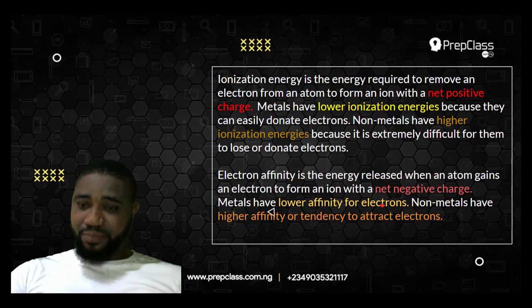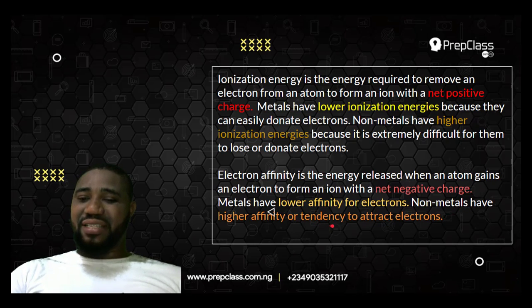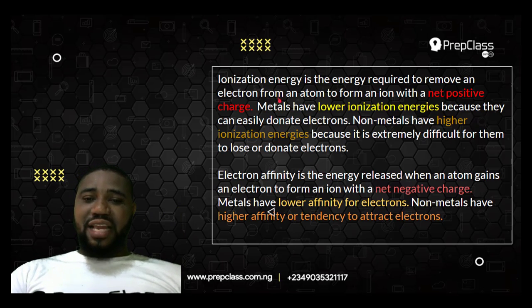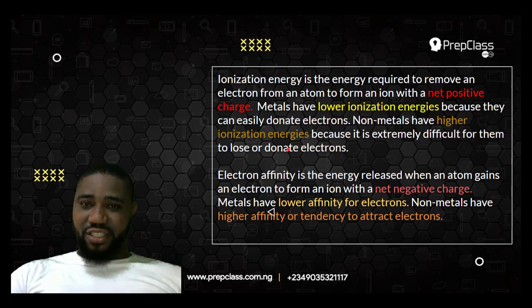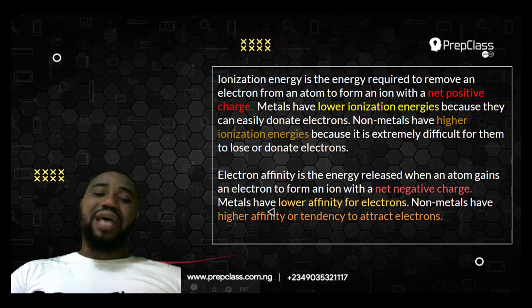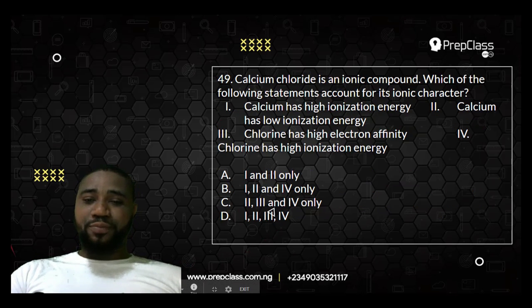Do you understand that now? Non-metals have a higher affinity because they have a higher tendency to attract electrons. So you can see here that metals have lower ionization energy, non-metals have higher ionization energy. Metals have lower electron affinity, non-metals have higher electron affinity. So for both ionization energy and electron affinity, for metals it is lower. Ionization energy and electron affinity for non-metals like chlorine, it is what? Higher. Are you following?